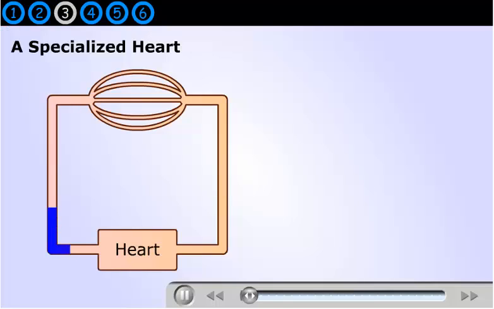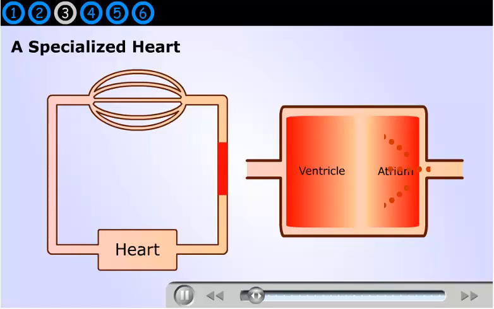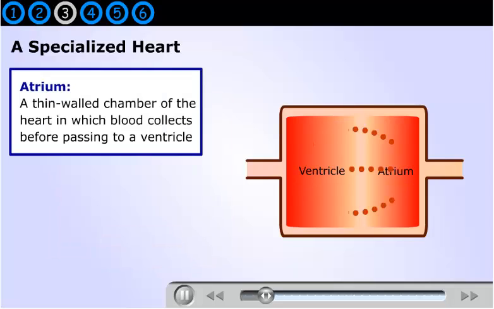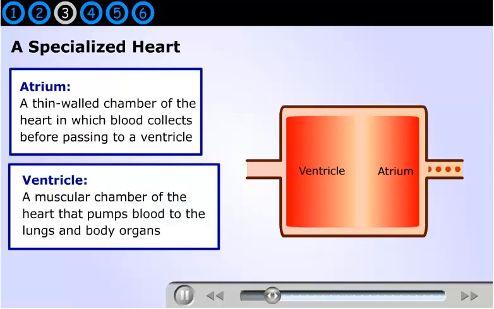The development of gill breathing in fish and lung breathing in land animals needed a more efficient circulatory system. The development of the heart as a muscular organ capable of pumping blood around the body was the next main evolutionary advance. A simple heart consists of 2 chambers. 1, the atrium, receives incoming blood and acts as a reservoir. When the atrium is full, it pumps blood to a second chamber, the ventricle.